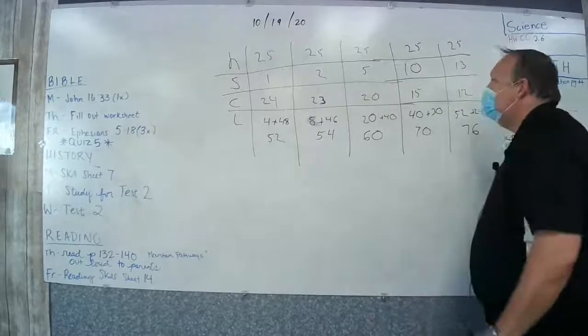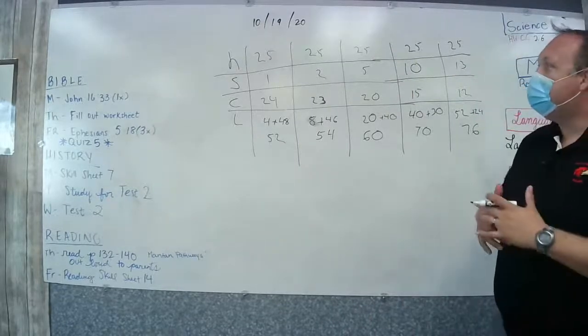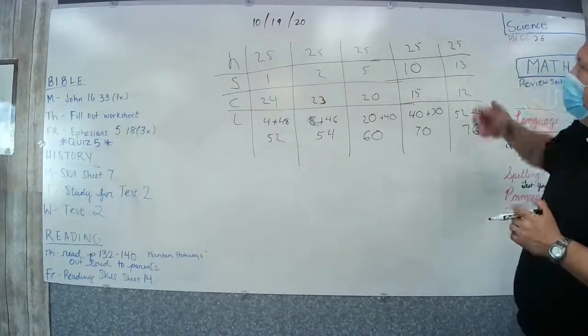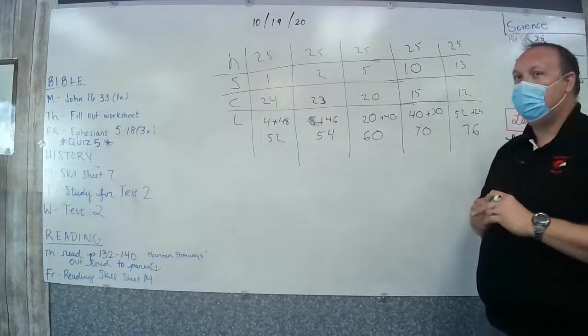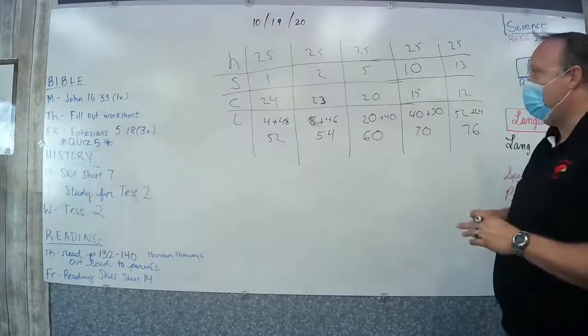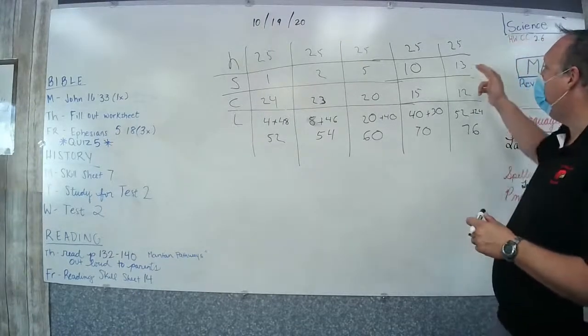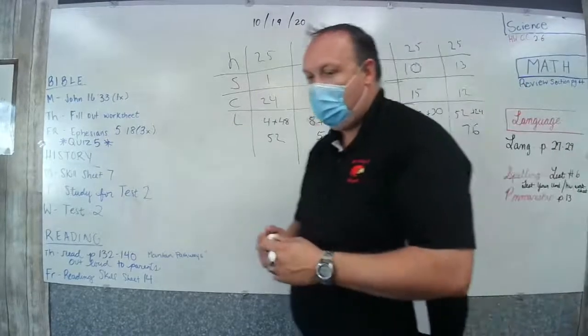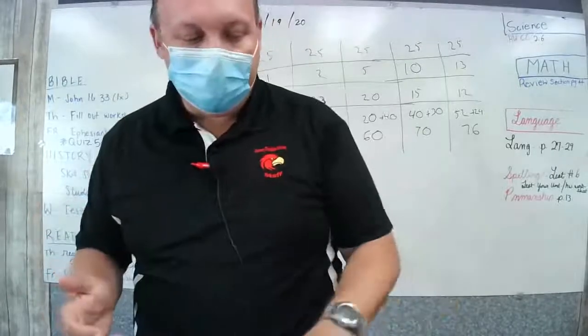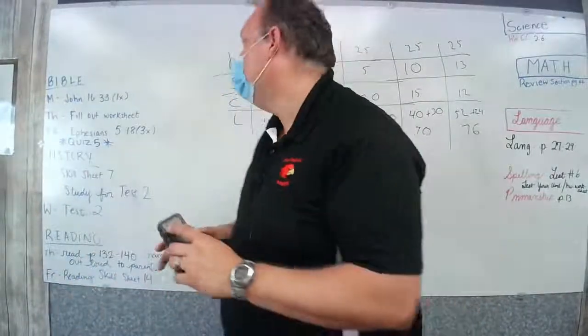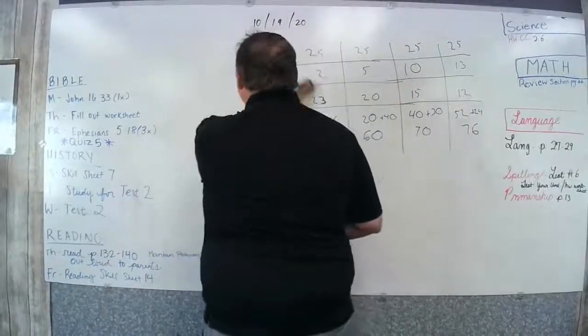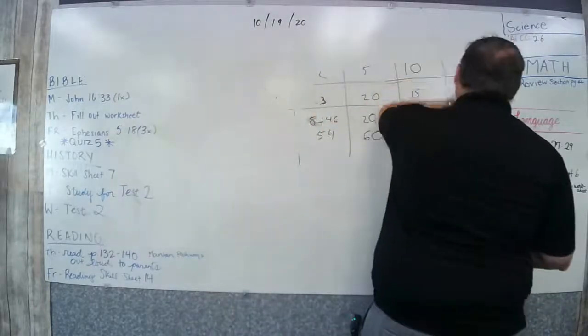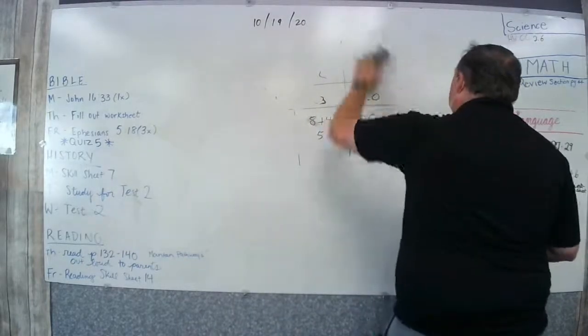Okay. So, in order for him to have 25 heads and 76 legs, he needs to have 13 sheep and 12 chickens. And that's how we do a table to figure out that answer. That's way too much work.